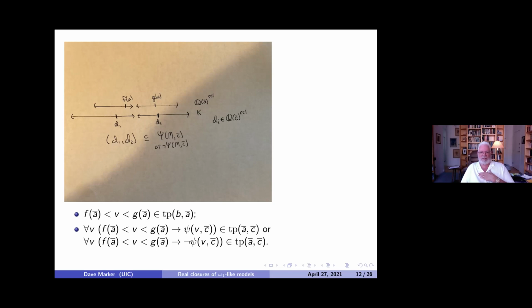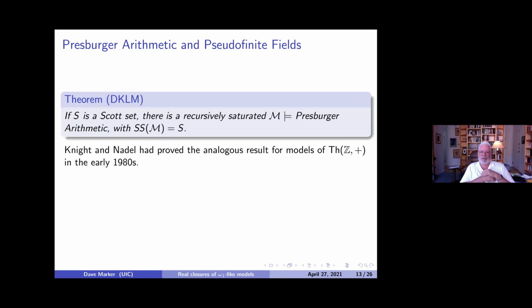Much to our surprise, once we'd done this, we saw the same thing's true for Presburger arithmetic. So if you take a Scott set, I can find a recursively saturated model of Presburger arithmetic that has that Scott set. And the argument ends up being very similar. You don't have ω1-saturation in Presburger arithmetic, but you have what's called quasi-minimality, which is somewhat similar to that. More or less, it comes down to the fact that types are determined by certain order conditions and divisibility conditions. And then you prove a slightly more complicated version of the last lemma, where the order conditions you work with the same way, and then the divisibility conditions end up being kind of free.